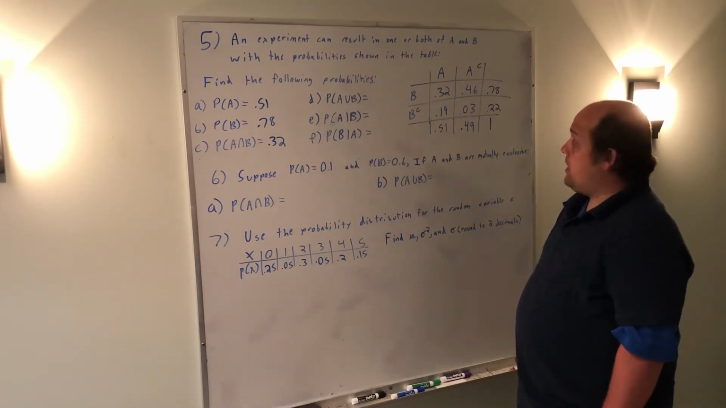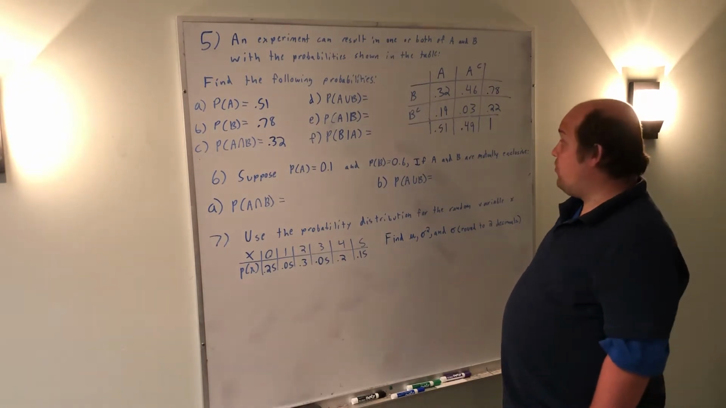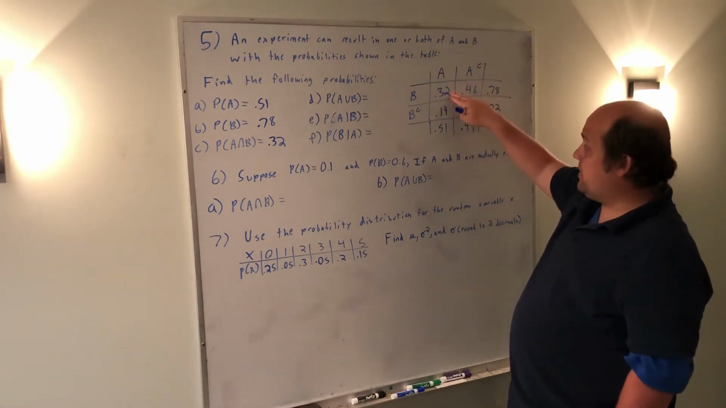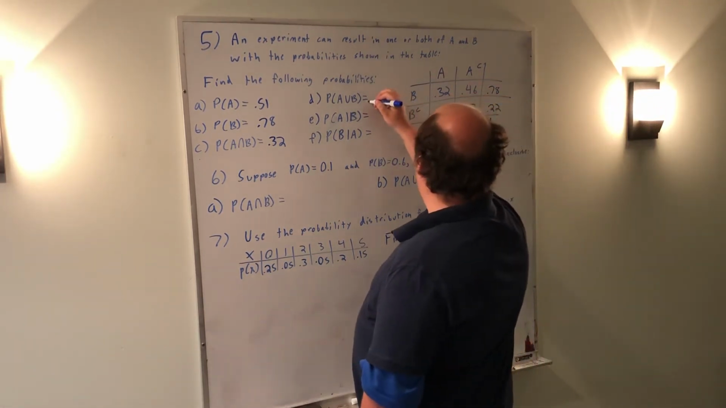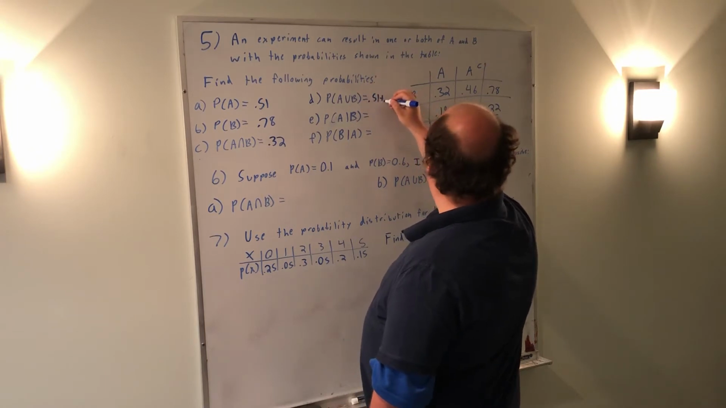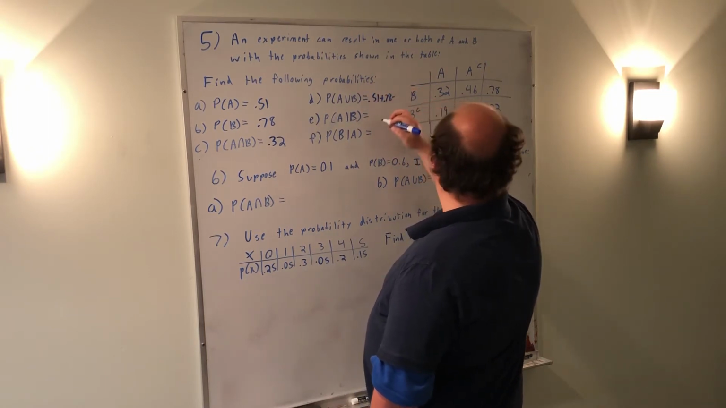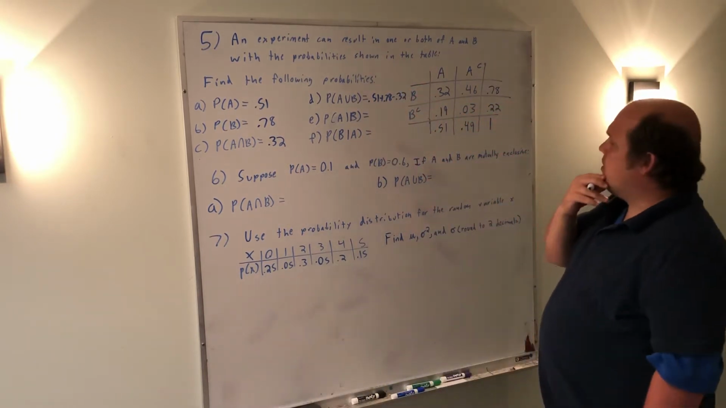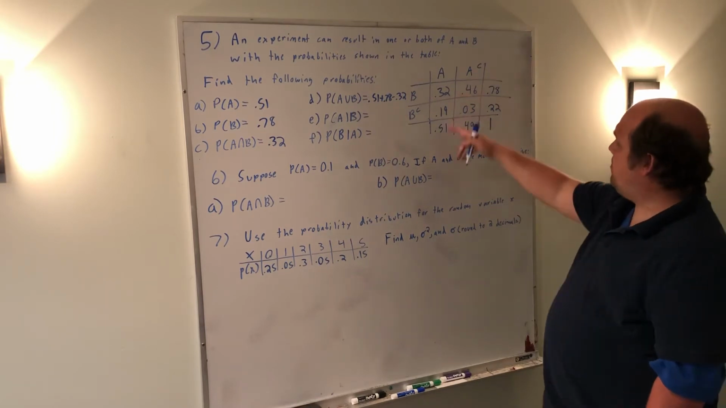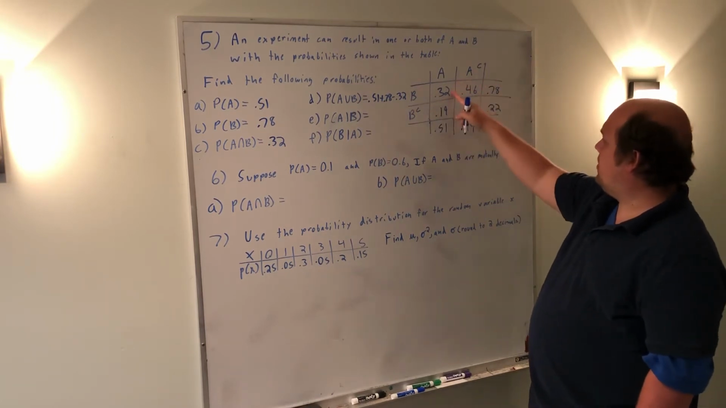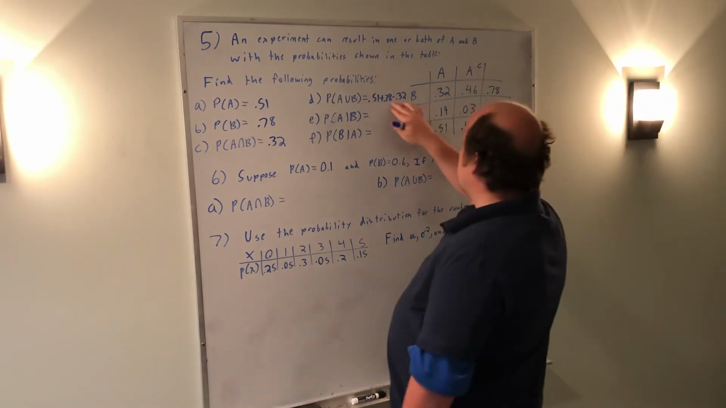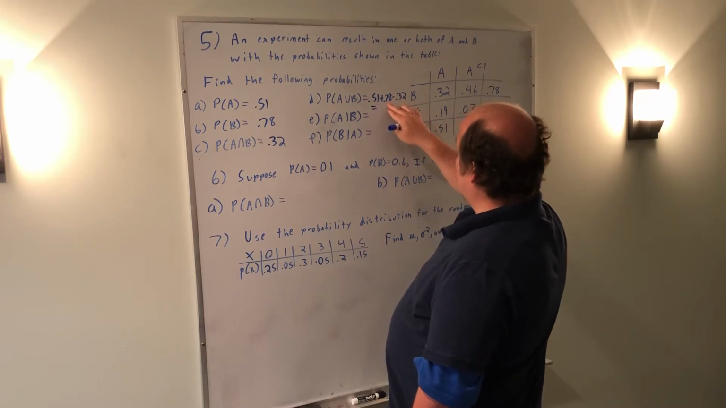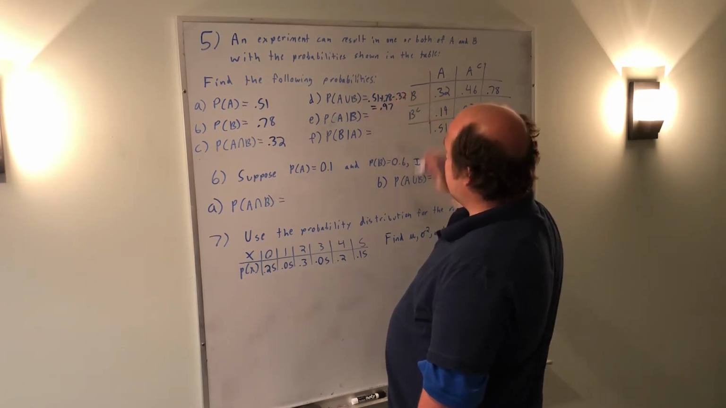Probability of A union B. If I want to do that from a table, what I really need to do is add together A plus B minus their overlap. So A, 0.51, plus B, 0.78, minus their overlap, 0.32. Okay. So if I do this out, 0.51 plus really 0.46 gives me 0.97.